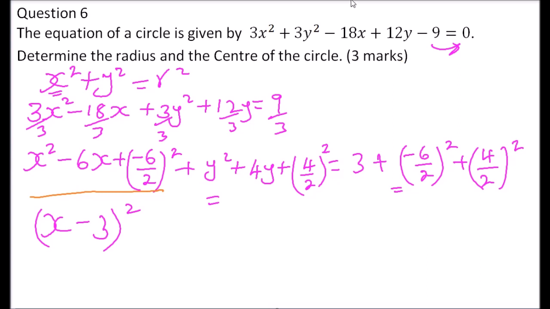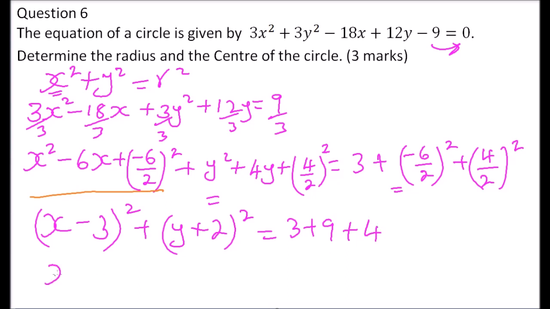And then the y will give us plus y plus 2 in bracket squared is equals to 3 plus minus 6 over 2 squared, which is 9, plus 4 divided by 2 squared, you get 4. So we have our x minus 3 in bracket squared plus y plus 2 in bracket squared is equals to 3 plus 9 is 12, plus 4 is 16.